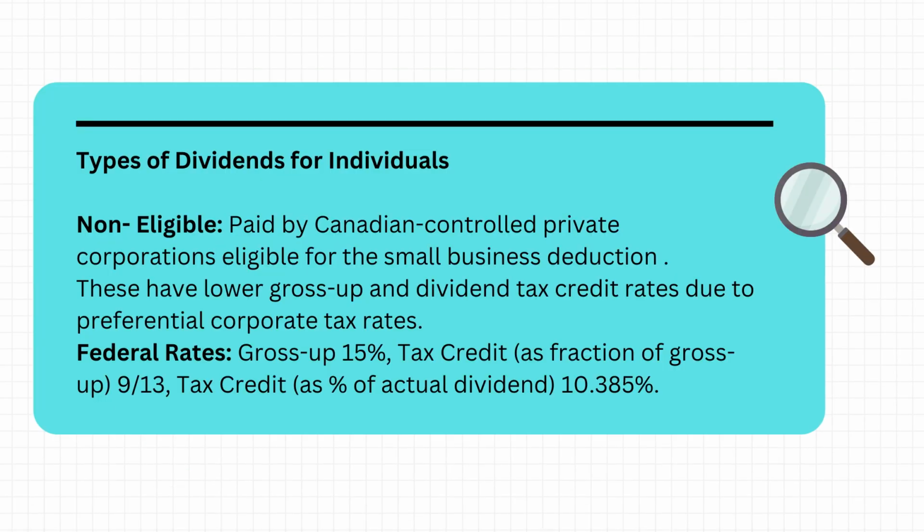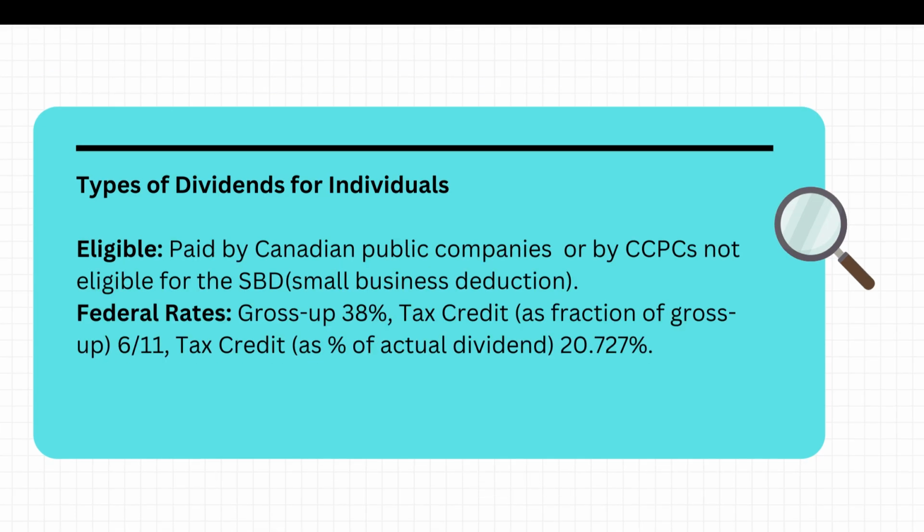Now, dividends come in two flavors: non-eligible dividends, usually from Canadian-controlled private corporations that earned small business income taxed at a lower rate. Since the corporation already got a tax break, your gross-up is lower, 15%, and your dividend tax credit is smaller too. Eligible dividends, usually from public companies or CCPCs, with income taxed at the general corporate rate.